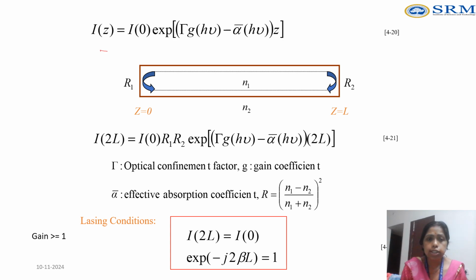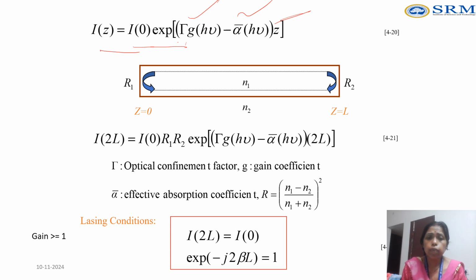I(z) is equal to I naught e to the power (tau g(h nu) minus alpha(h nu)) times z. That is over the distance how the photon is propagating through the device's optical media. This is the amplification factor, and this is the attenuation factor.